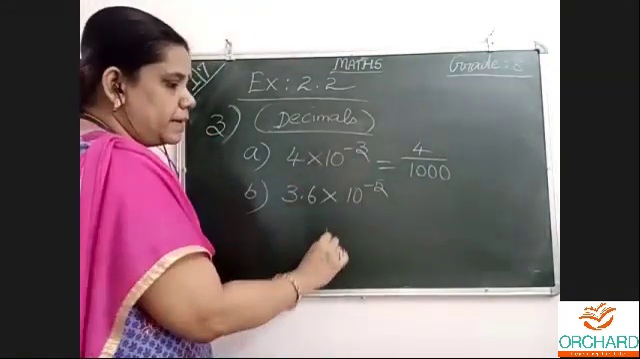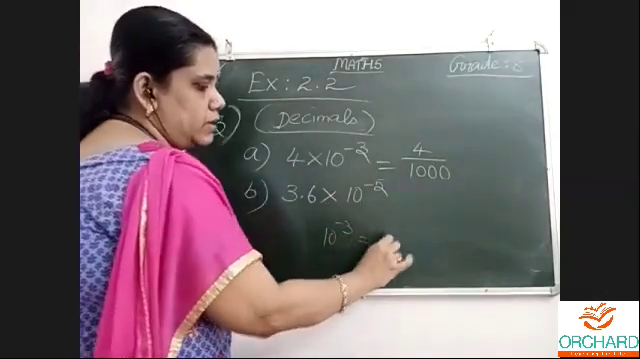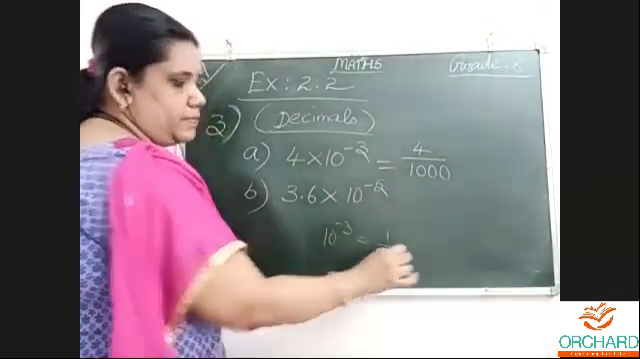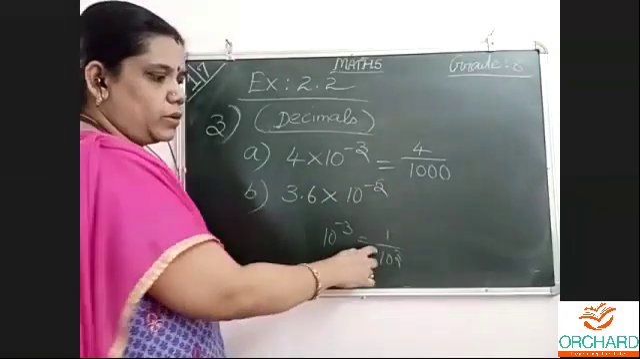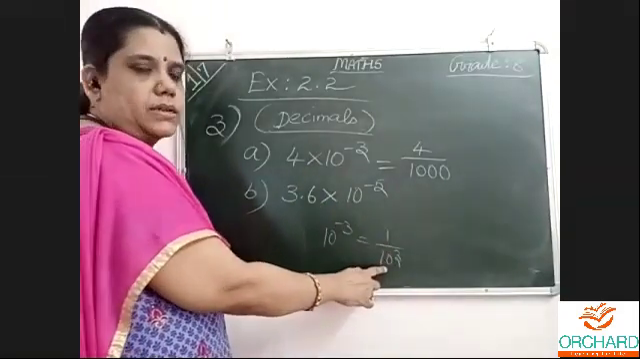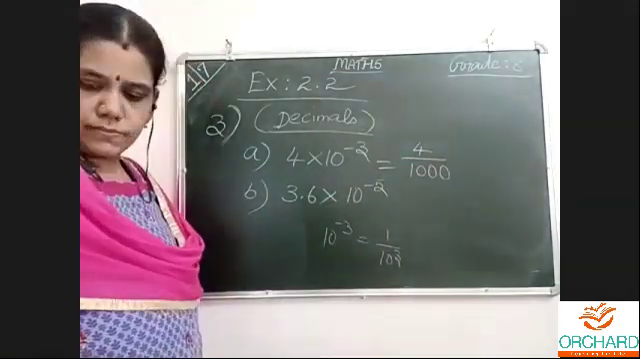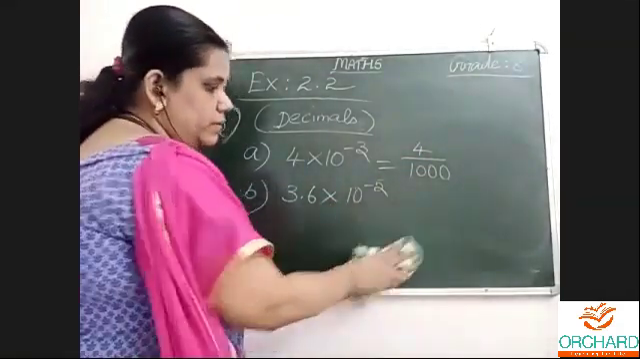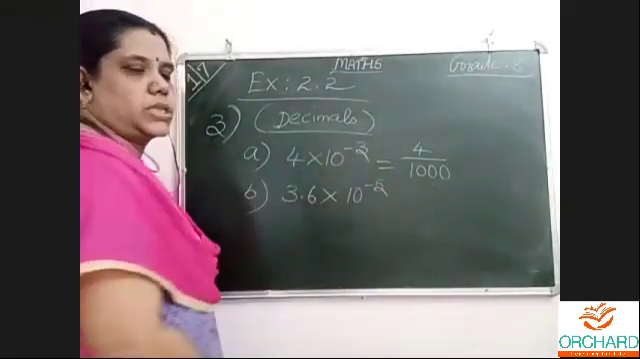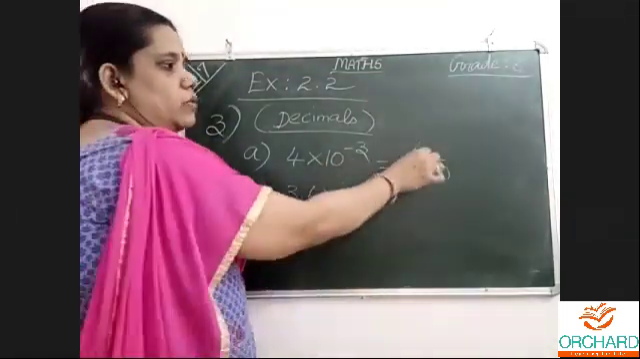Okay, 10 power minus 3 means what, ma'am? 1 by 10 power 3. 4 multiplied by 1 by 10 power 3 is 4 by 10 power 3, that is 4 by 1000. So the negative power goes down and it becomes positive.